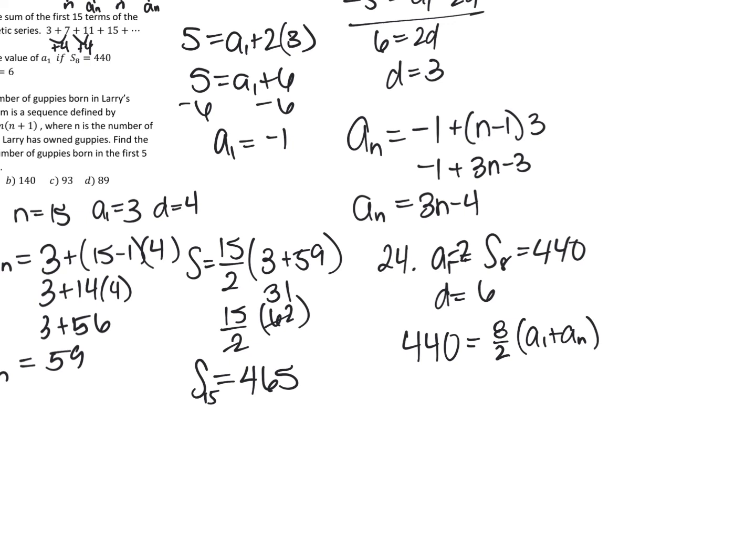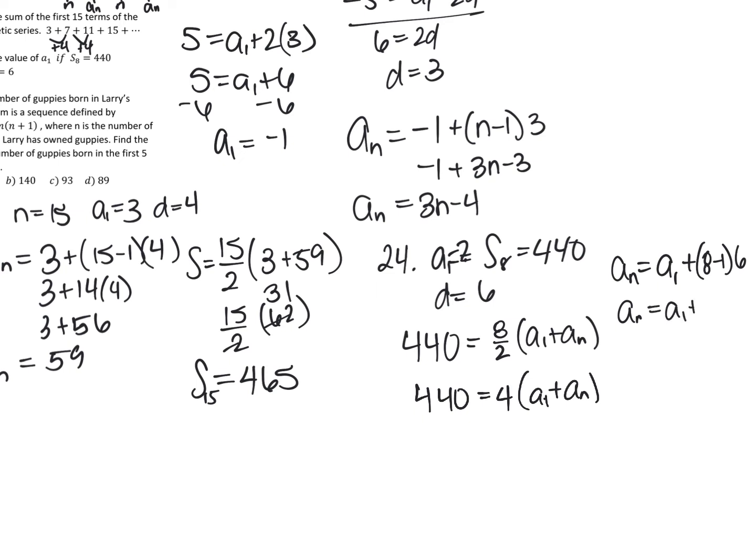So let's simplify that. 440 equals 4 times A1 plus AN. Now let's plug in what we know to the AN equation. AN equals A1 plus N, which is 8, minus 1 times 6. So AN equals A1 plus 7 times 6, 42. Then we can plug that into our other equation. 440 equals 4 times A1 plus A1 plus 42.